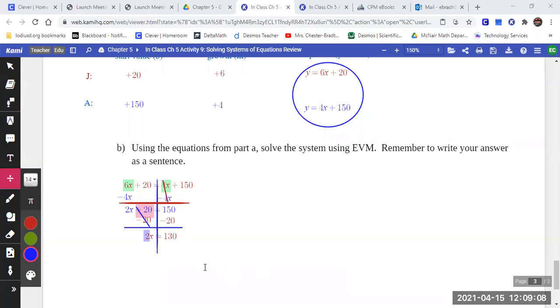We have to undo whatever's with the x. It's multiplied by 2, so we're going to need to divide both sides by 2 because we need to make that multiply by 2 go away. So 2x, and then I have it divided by 2, has to equal my 130 divided by 2.